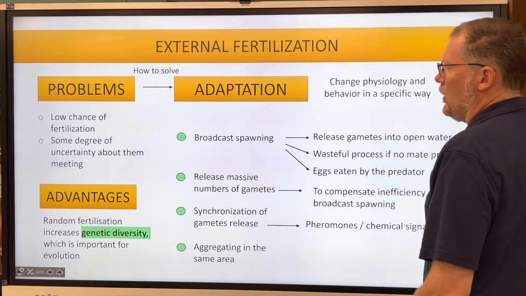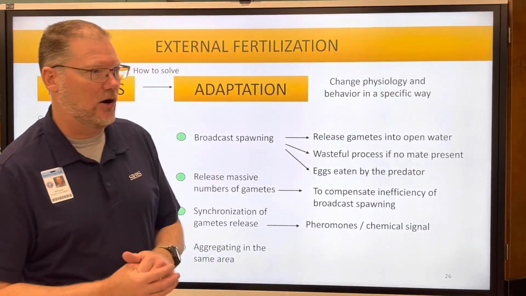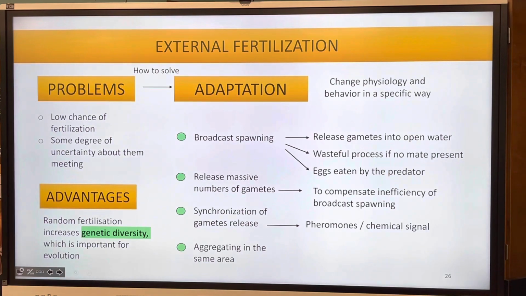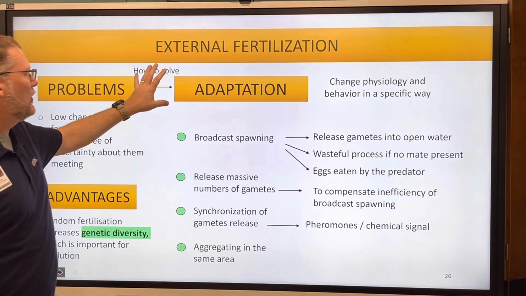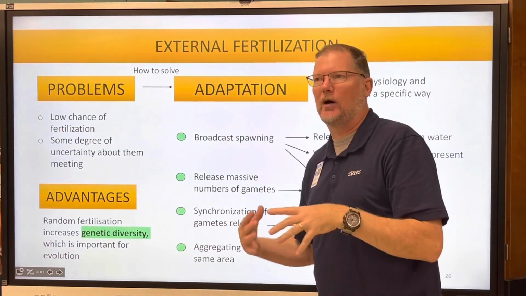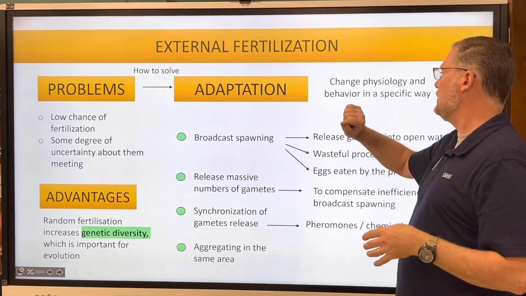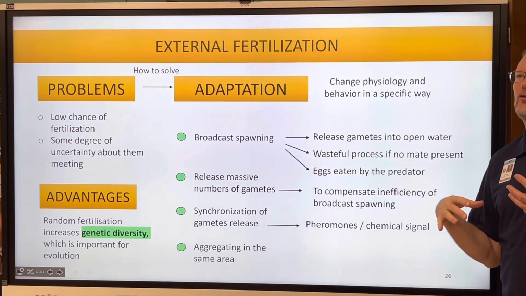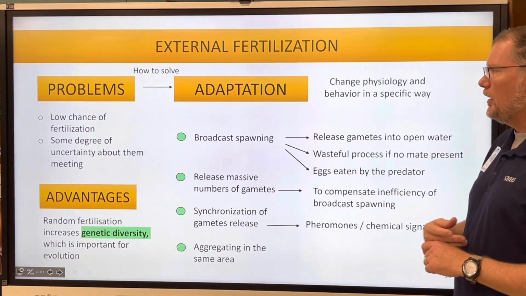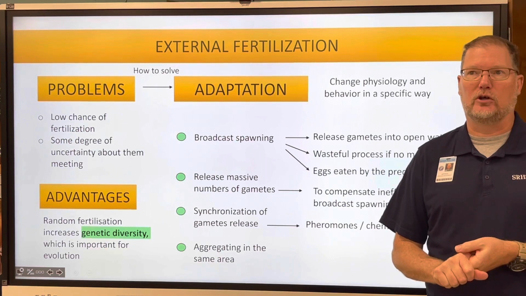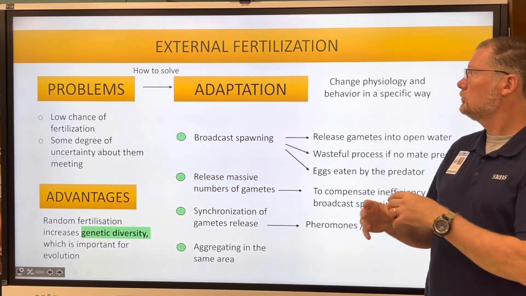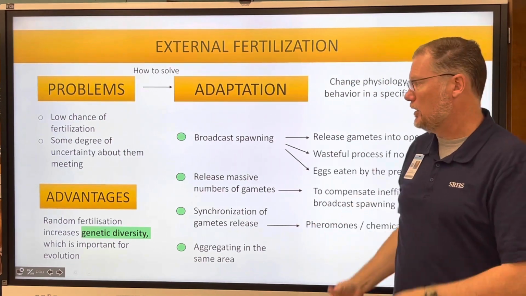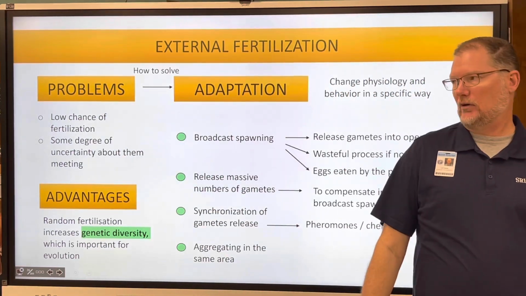So with external, there are some problems and there are some advantages. That's pretty much everything in biology. With the problems, they're often tried to be solved by, or at least lessened through, adaptation, right? That's changing the physiology and behavior in a specific way that helps to alleviate those problems. And the problems are low chance of fertilization, because the sperm and eggs are out there externally. The parents don't know where they are, and they might come together or they might not. There's some degree of uncertainty about them meeting, right?